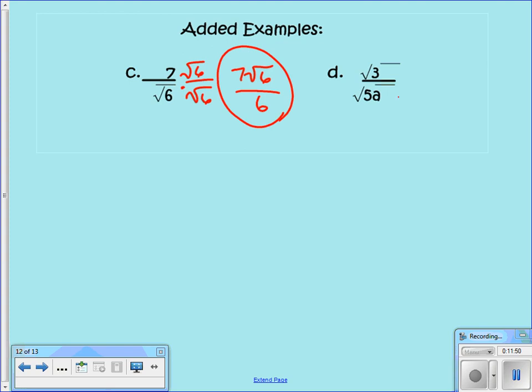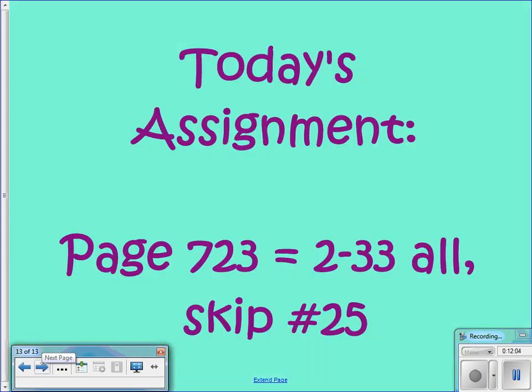Here, I'd have to multiply by the square root of 5a, multiply the top by the square root of 5a. That's the square root of 15a. Can't do anything to simplify that. Over 5a. Done and done, and I hope you enjoyed today's lesson.